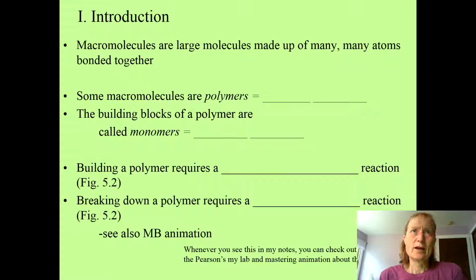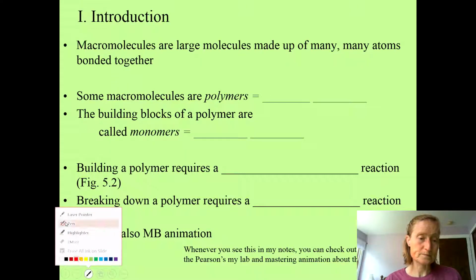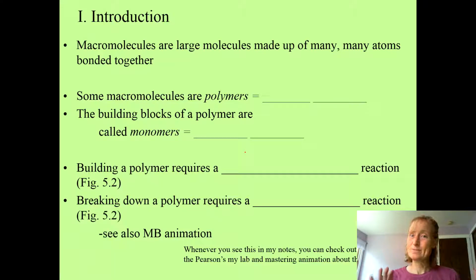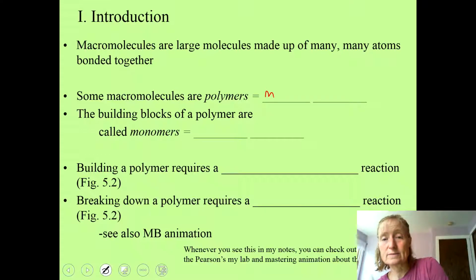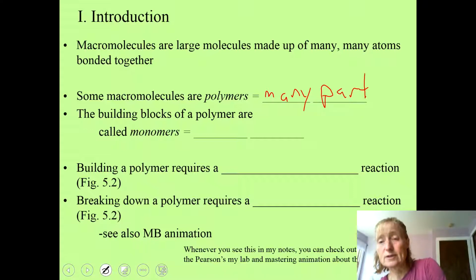So these biological molecules might be called macromolecules. Macromolecules are large molecules made up of many, many atoms bonded together. Sometimes macromolecules are called polymers. Poly means many, mer means parts. A polymer is made up of many repeated units. So you can write that in there if you want to. Many parts.